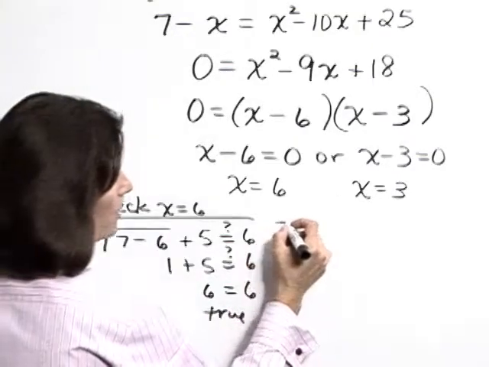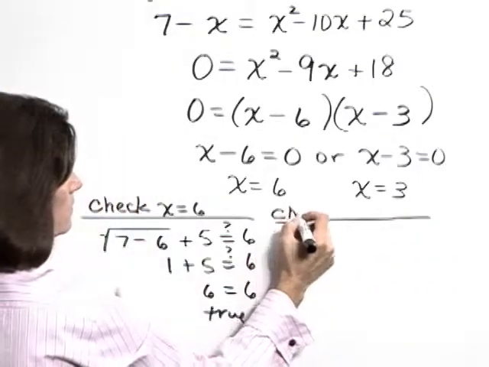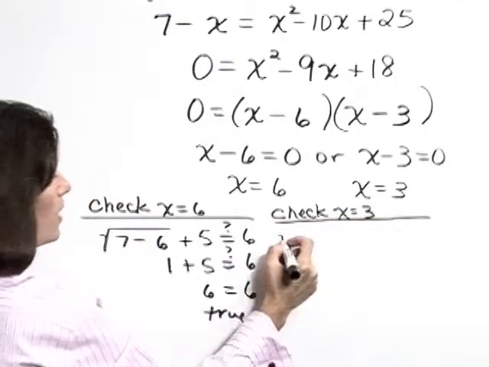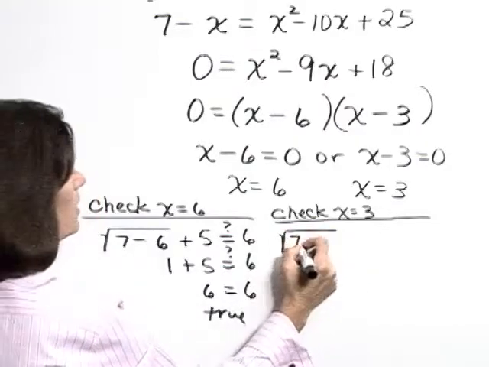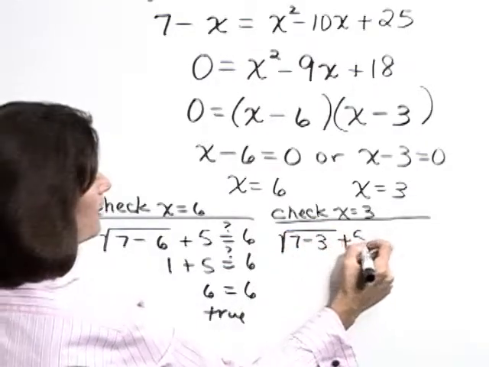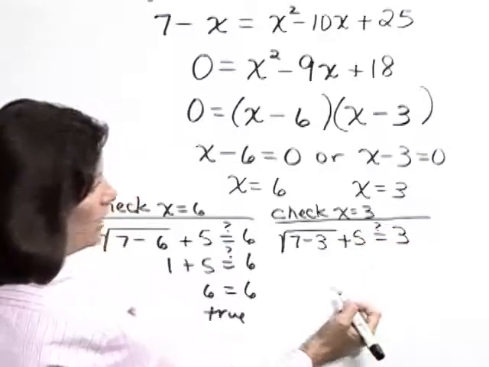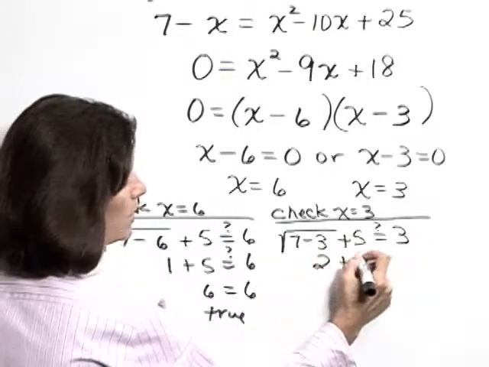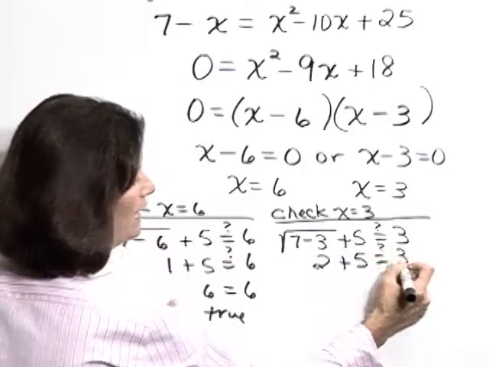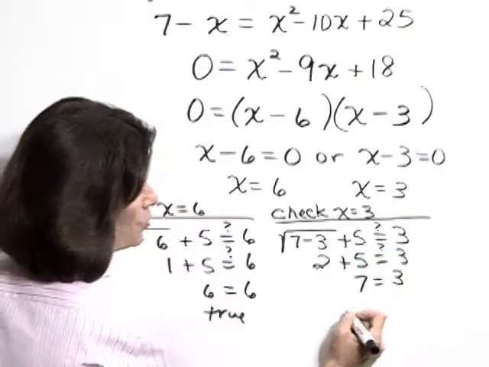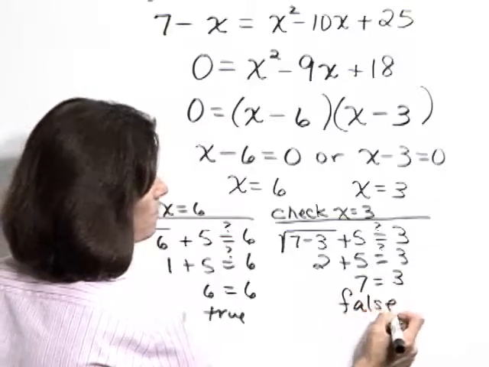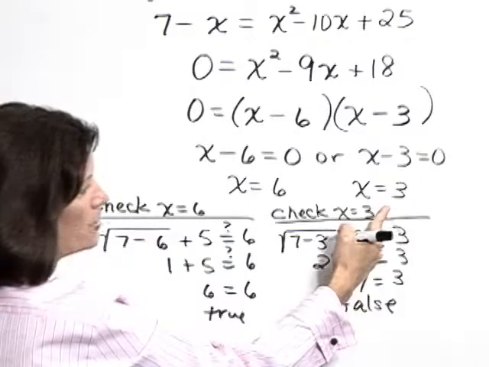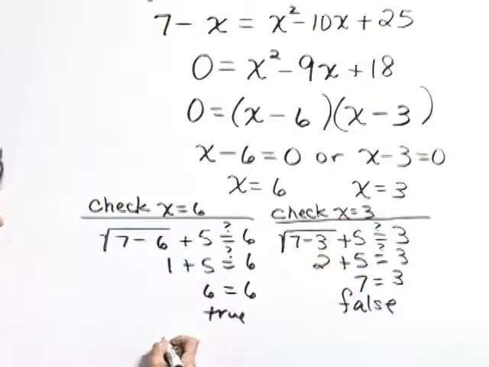Let's also check x equals 3. Substitute that into the original equation. Is the square root of 7 minus 3 plus 5 equal to 3? That's the square root of 4, or 2, plus 5 equal 3. Nope, sure doesn't. That's a false statement. 3 is an extraneous solution. It does not work in the original equation. Exclude it from your solution set.